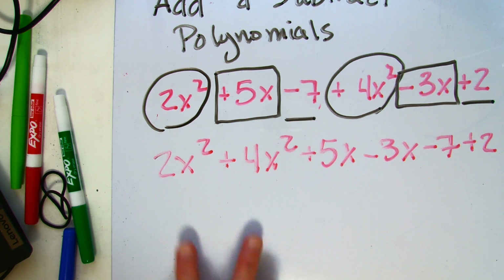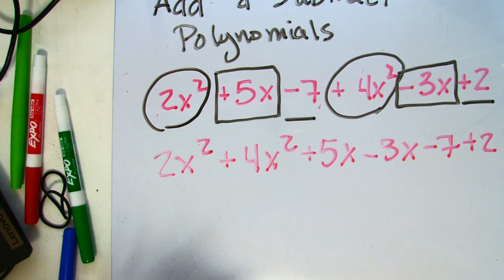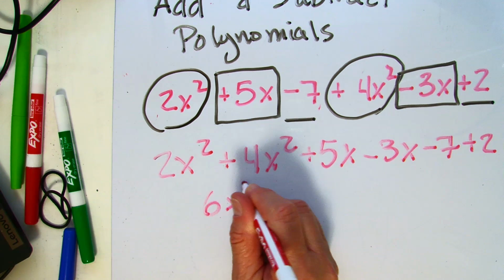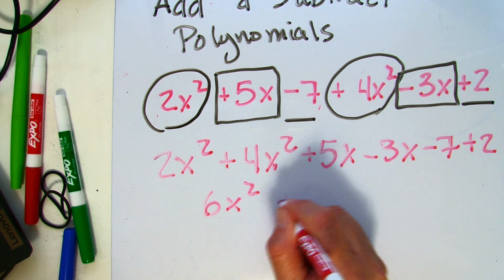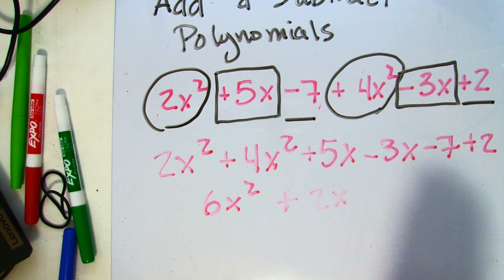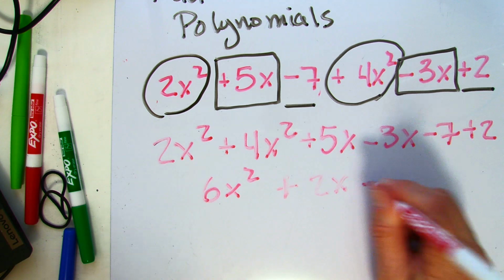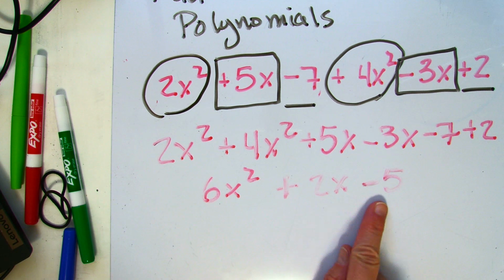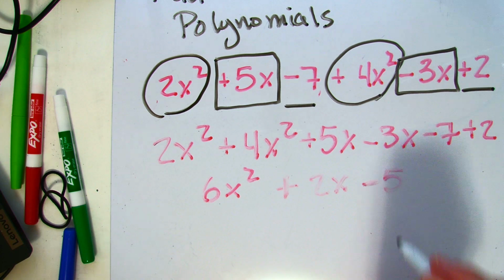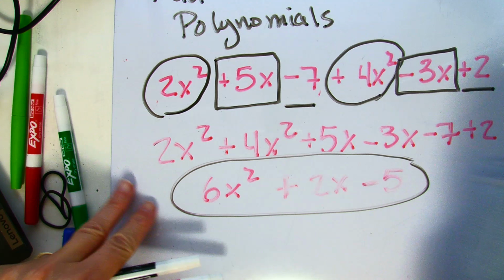When I combine like terms, I'm going to be just looking at the coefficients. 2 plus 4 is 6, so that's 6x squared. 5 minus 3 is a positive 2, so plus 2x. And negative 7 plus 2 is going to give me a negative 5. So 6x squared plus 2x minus 5 will be my answer. And notice I can't combine any other terms together, and so we're going to stop there. Let's look at some subtraction problems.